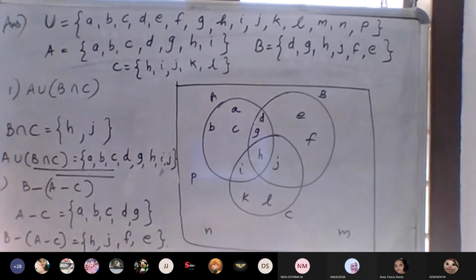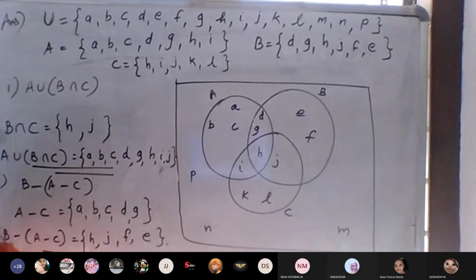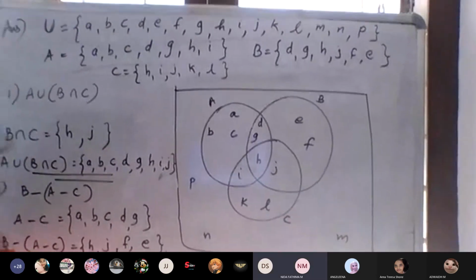Then next is A minus B. You can see the board fully, no? Full screen you can.